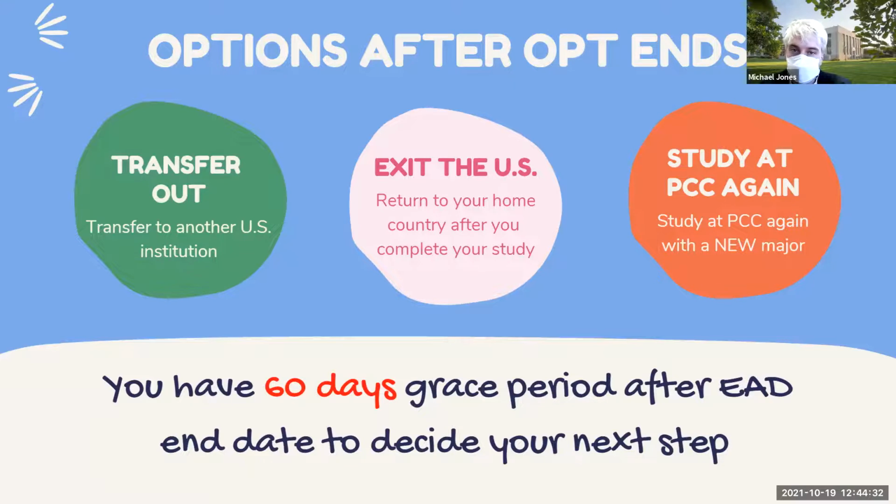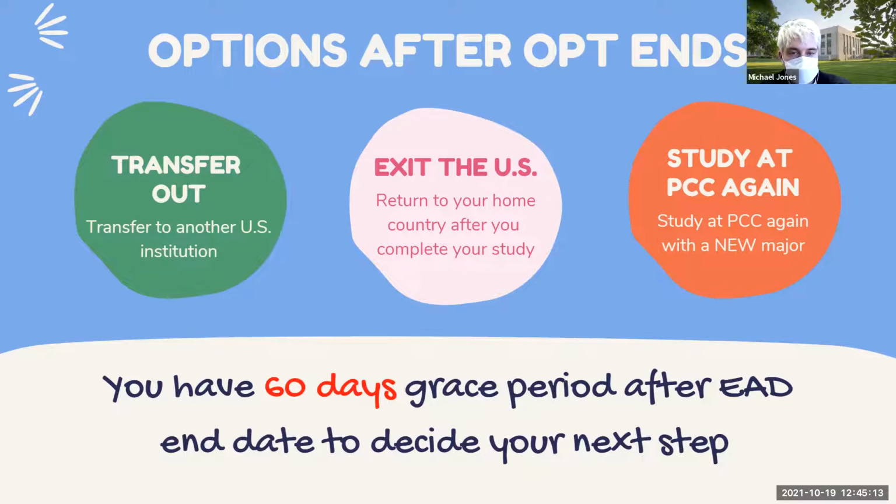Another option is that you can study at PCC again. You must choose a completely new major if you choose to come back to PCC. So if you studied computer science, you can't choose computer science, systems and network engineering, or something very similar to it. My advice to you would be to try to choose something distinctly different. So say your major was computer science, maybe you want to come back and do a business degree. That would be different enough that we can justify you coming back to PCC.